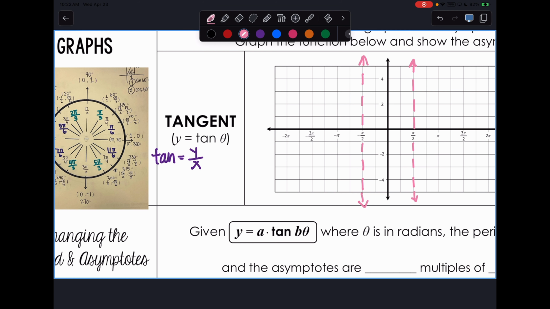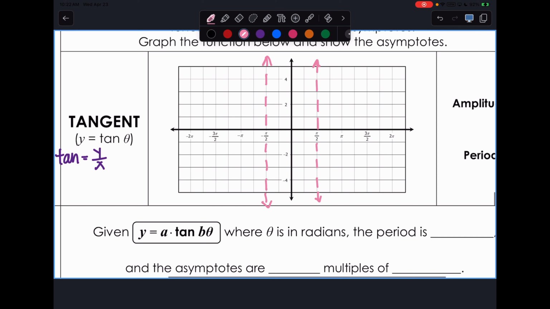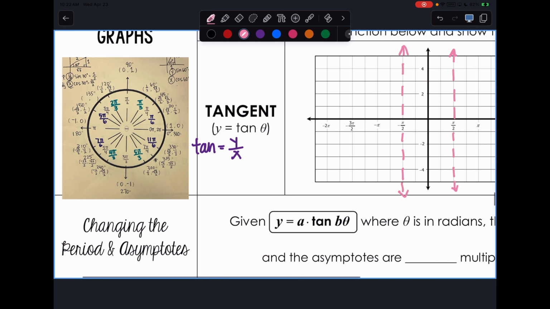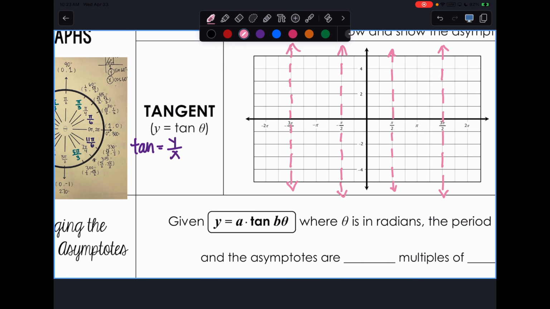3 pi over 2. So I want you to graph in all of the asymptotes before you even start graphing the tangent line, okay? It's going to help you tremendously. And then in the opposite direction, if this is negative pi over 2, this will be negative pi, this will be negative 3 pi over 2, okay? So that will be where a normal 90 degrees would be, but that would be negative 270 degrees. Are we okay? That's all I can fit on the graph, so that's all I'm going to graph, okay?